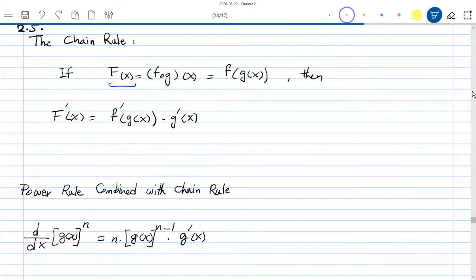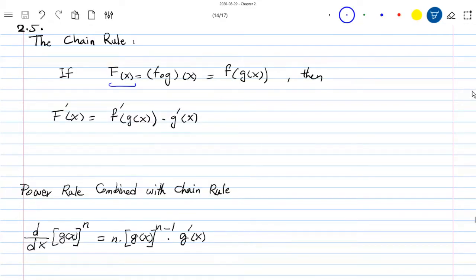Let's assume we have the function f of g of x, and we want to find out what is the derivative of f of g of x. You take the derivative of the outside function operated on the inside function and multiply it by the derivative of the inside function. It may look confusing until you see an example, but this is generally the idea.